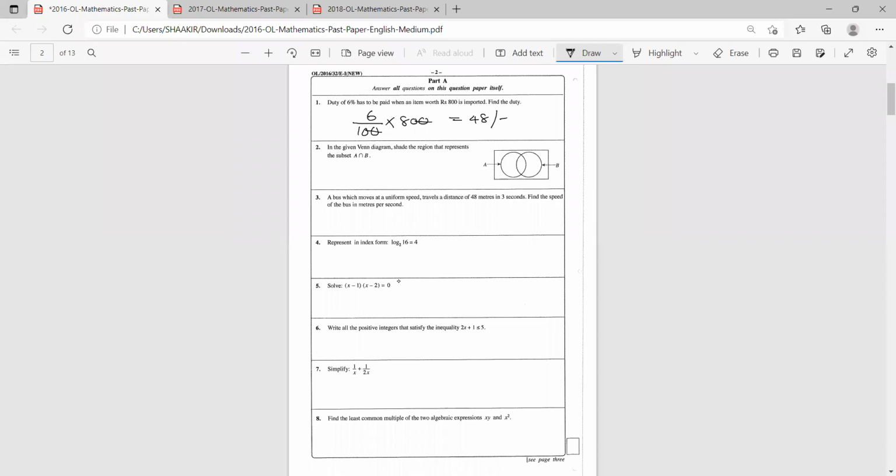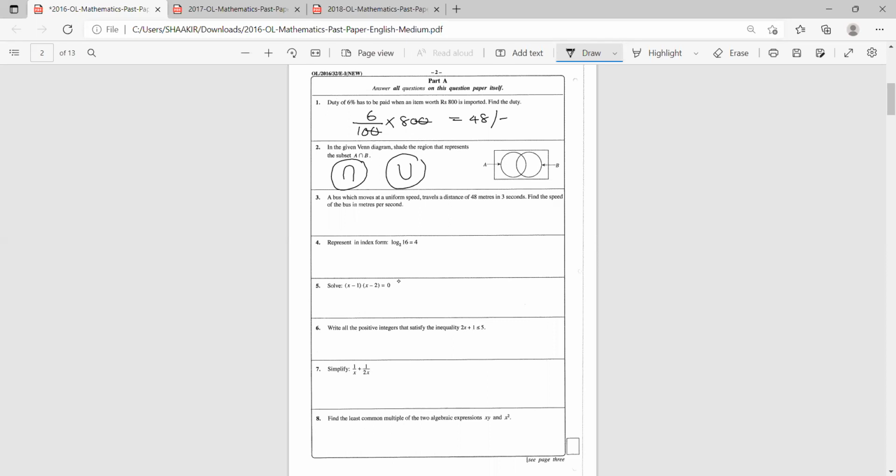In the given Venn diagram, shade the region that represents the subset A intersection B. In sets, children, we are mainly studying two symbols, like this and like this. You should know the difference between these two. For this, we say intersection. Intersection means the common elements. If there are any common elements, for that only we say intersection.